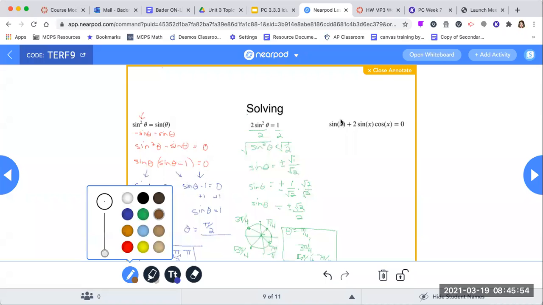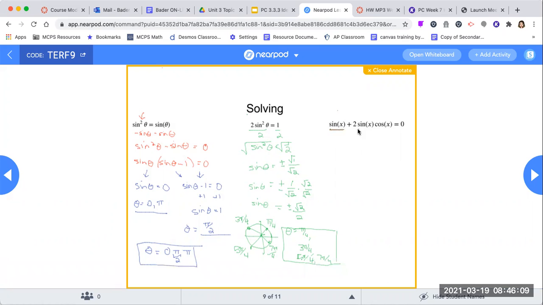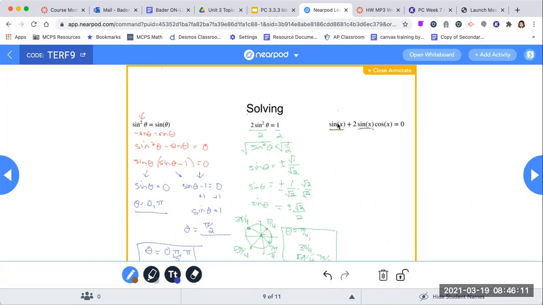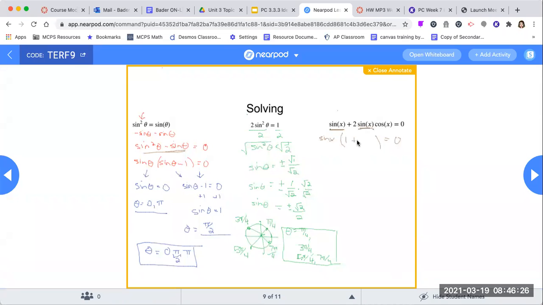So we have sine of x plus 2 sine of x cosine of x equals 0. You might get a little bit worried about seeing 2 trig functions, but notice that this expression has a sine in it twice. So just like we factored sine out of the previous expression, we can factor sine out of this expression. So let's go ahead and do that. Sine of x times something equals 0. Sine of x divided by sine of x would just be 1, and then we have plus 2 cosine of x.